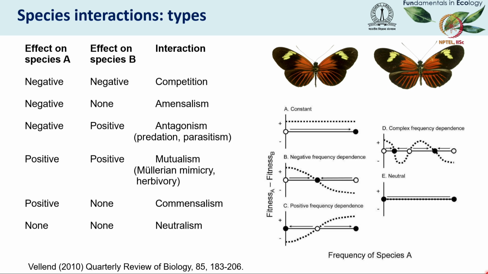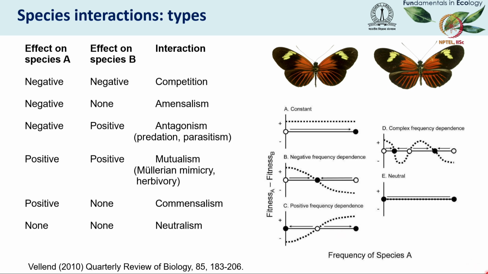So the way in which this is measured is that you would ask, in the schematics that you're seeing on the right side of this slide, if you increased the frequency, or the abundance or the density, of a species on the x-axis, going from low abundance here to high abundance here, what is the effect that will have on the relative fitness between these two species?